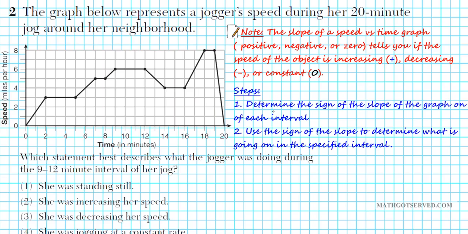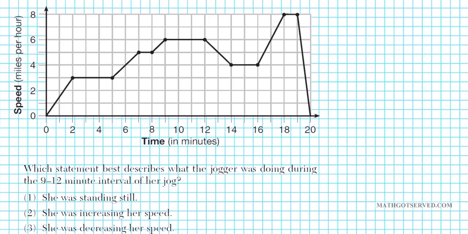All right, so steps. First of all, we're going to determine the sign of the slope on the graph on each interval. I will show you what's happening on each interval just to make sure you really understand this problem. And then we're going to use the sign of the slope to determine what is going on in the specified interval. Okay, so I made the graph a little bit bigger so that I can really explain what's going on so you can understand. So what's going on in each interval?